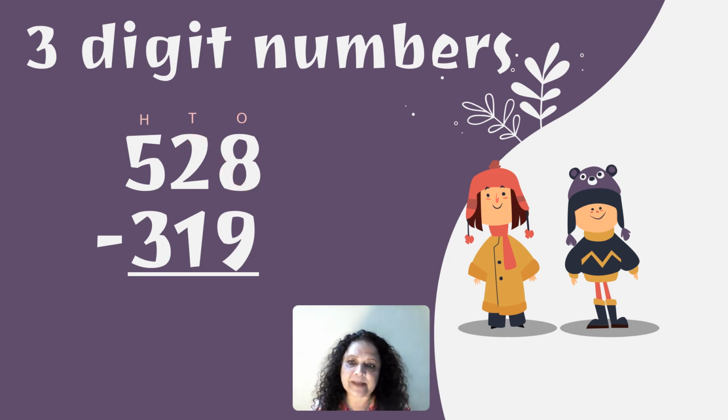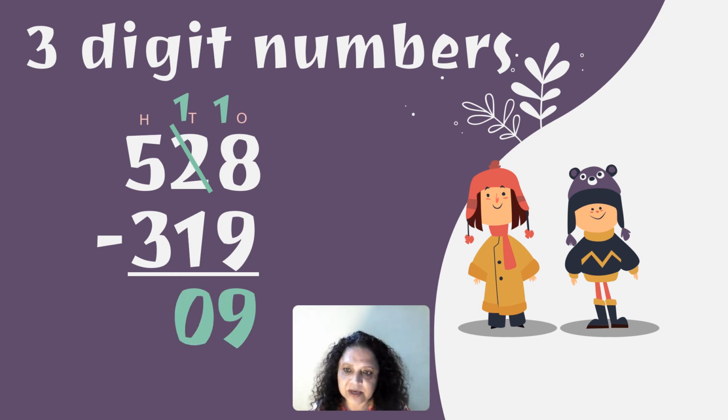So let's do the sum. We borrow 1/10 from the tens place, and this number becomes 18, and we are left with 1 here. So 18 minus 9 gives us 9. 1 minus 1 is 0, and 5 minus 3 is 2. So 528 minus 319 is 209.